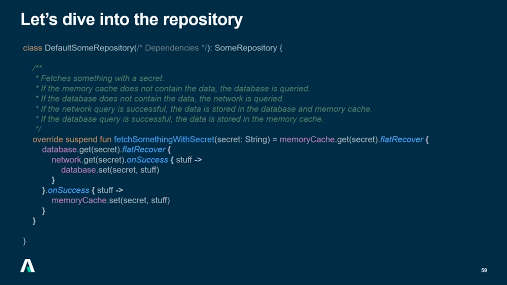So in this case, you can see that with our flat recover, we can do a caching strategy where we first try from memory. If not, we try from the database. If not, we get it from the network. If the network is successful, we store it in the database. If either the database or the network is successful, it will finally go into the memory. So there's no if else, if this is good, if no. We just chain the things, like a sort of functional programming.